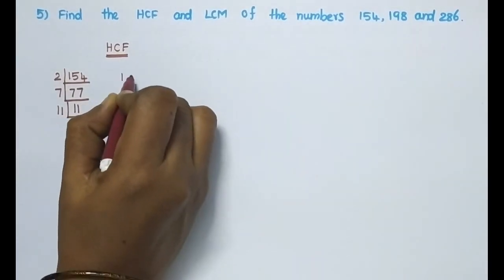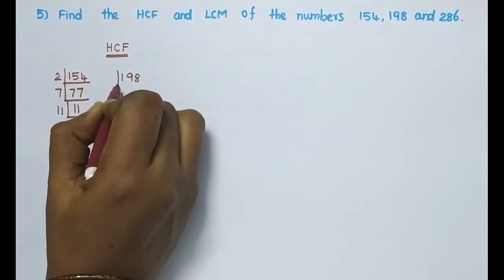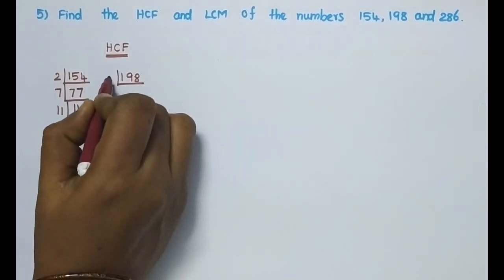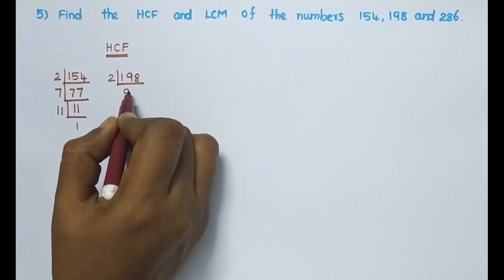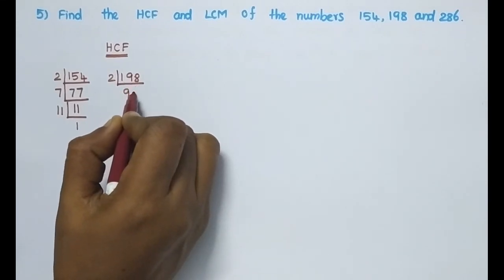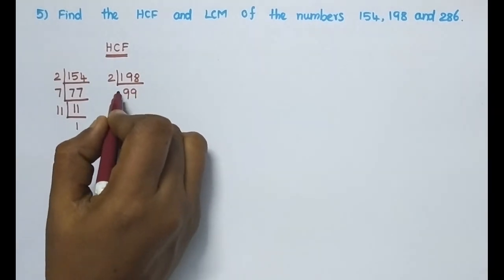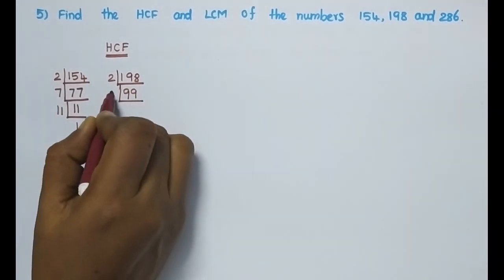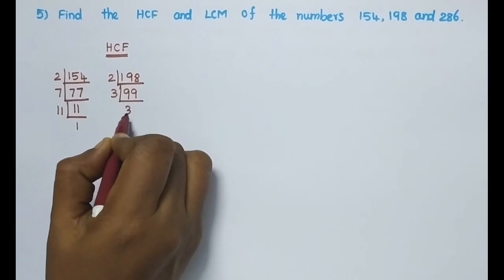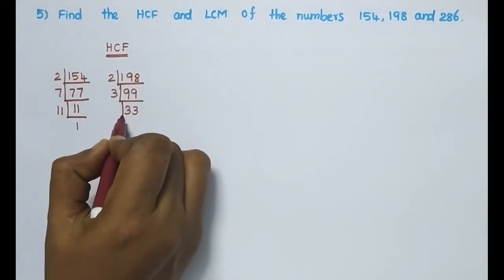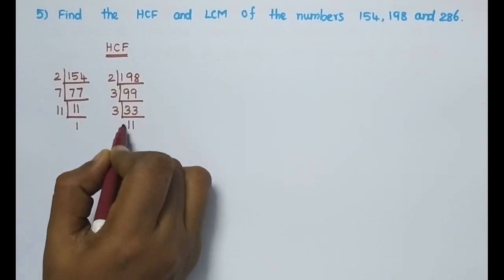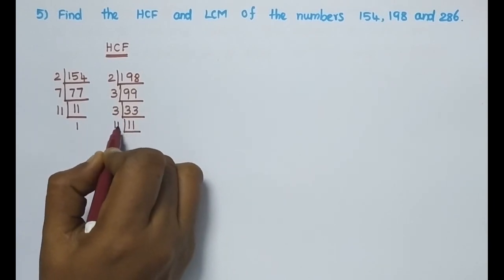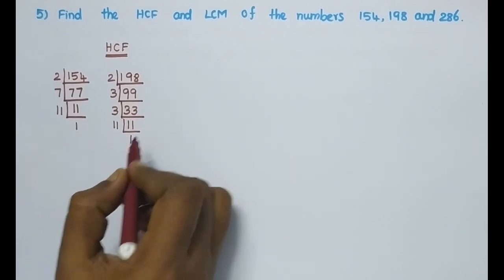Next number 198. Divided by 2. 9 2s are 18. Balance 1, it becomes 18. So 9 times. Now divided by 3. 33 3s are 99. Again divided by 3 means we get 11. So divided by 11 means we get 1.